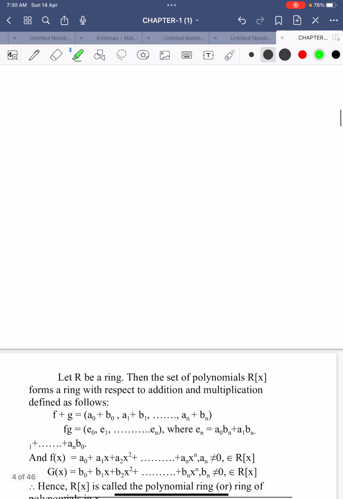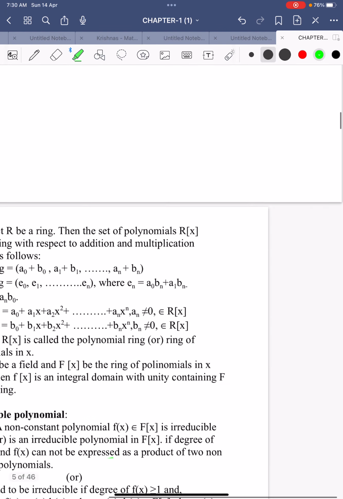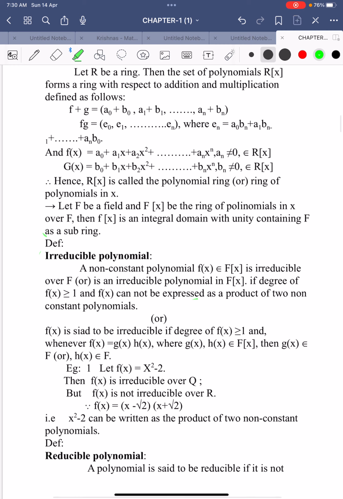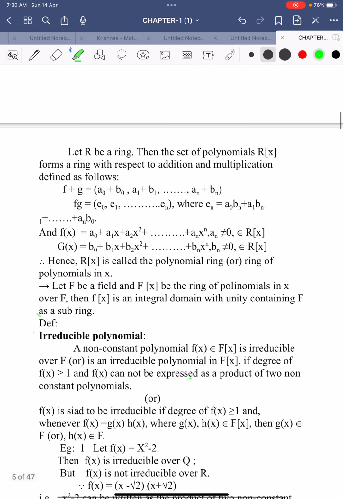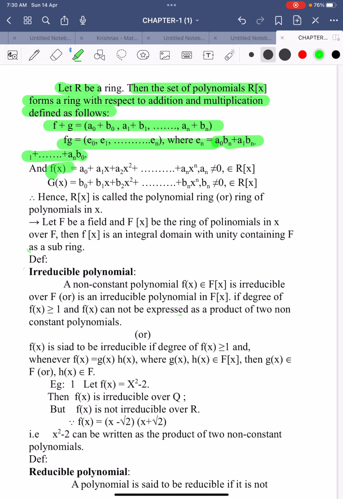Now, let us see the next definition, polynomial ring. Here it is, polynomial ring. Let capital R be a ring, then the set of all polynomials R of x forms a ring with respect to addition and multiplication defined as follows. f plus g is equal to a naught plus b naught, a1 plus b1 and so on. fg is equal to c naught, c1 and so on cn, where cn is equal to a naught bn plus a1 bn minus 1 plus and so on, where f of x and g of x are polynomials defined over capital R of x.